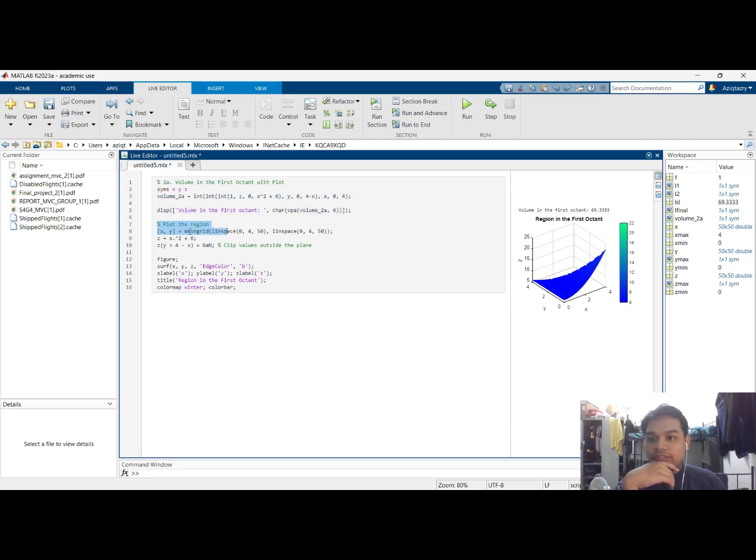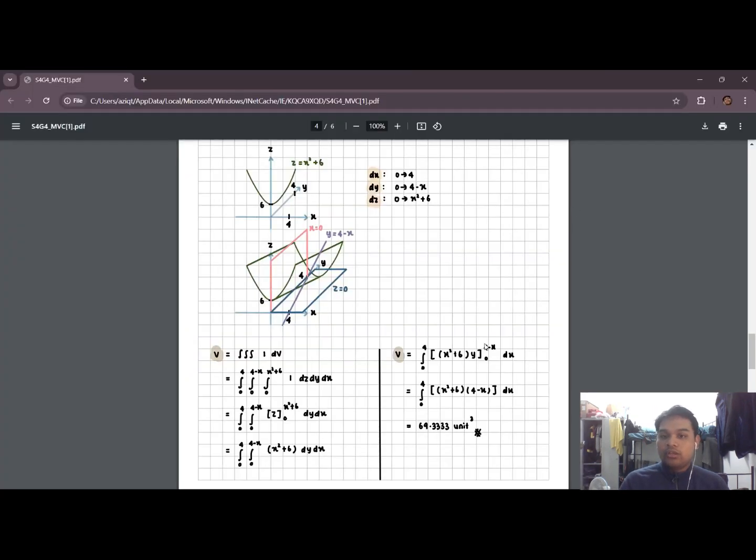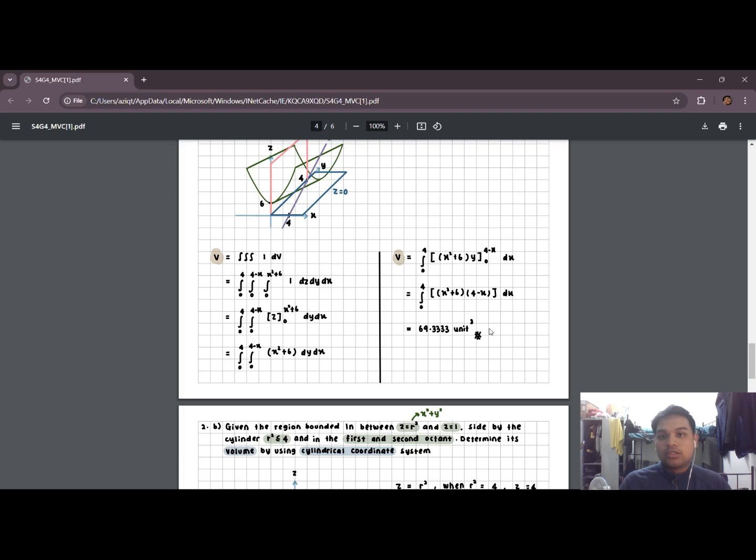So to plot the region, to verify whether our drawing is correct, we use this, which will create the region in the first octant. So for this line of code, we need to insert it for it to clip the value outside of this plate to have this arc over here. So for the figure, this is used for the coloring, the labeling, the title, and the color scheme for the color bar. So when we run this line of code, we managed to get the volume to be 69.333, which is the same as our manual calculation.